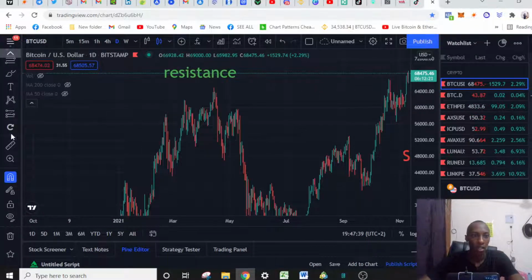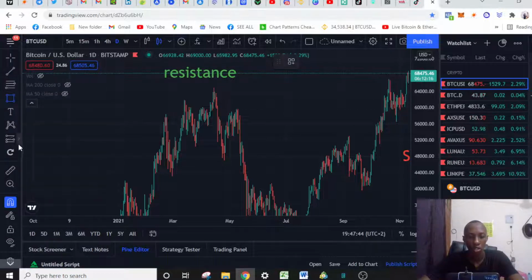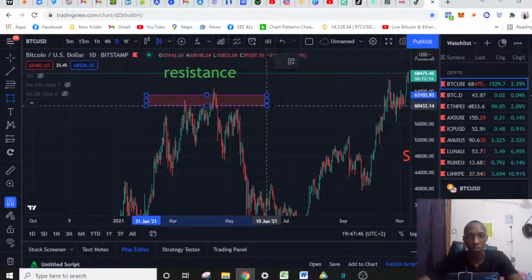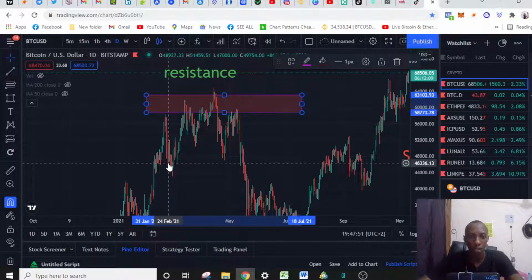Let me take another tool here, which is called the rectangular tool. This is where you get your tools. Anything you want to do, you want to draw a rectangle surface. So you see this zone, price comes, boom, it drops.